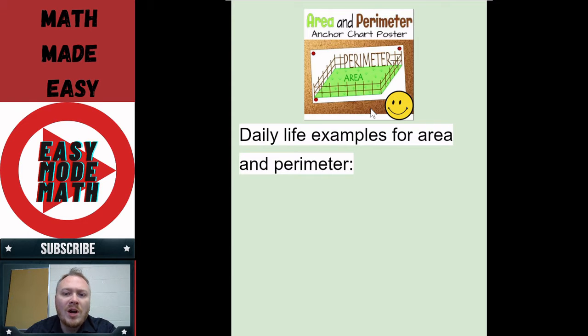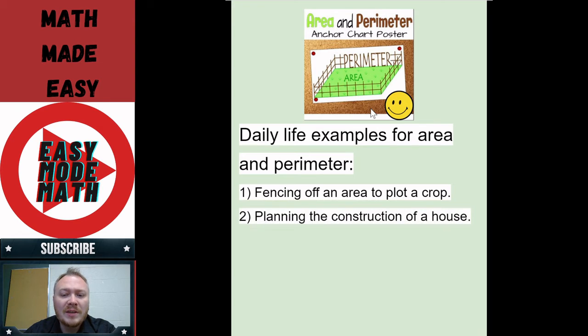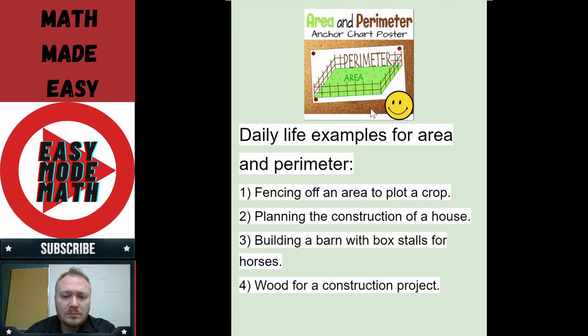But we also want to talk about some examples from our lives for area and perimeter. Fencing off an area to plot a crop, or plant a crop, if you will. And that's similar to what's in that picture. Planning the construction of a house, we would need area and perimeter. Building a barn with box stalls for the horses, great example. Planning out the wood for a construction project. And last but not least, building a swimming pool.